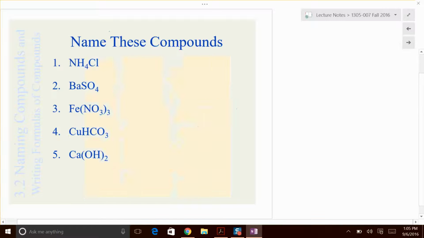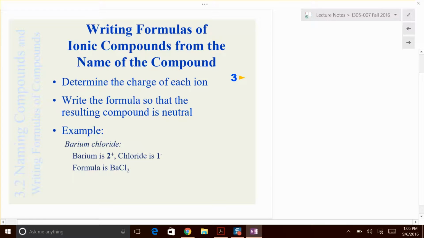All right. Determine the charge of each ion. So these are basically the rules they're saying. You're determining the charge. Write the formula so that the resulting compound is neutral. Okay, barium chloride. I know what the barium charge is. It's 2+. Chloride is -1. So I bring it together: barium chloride. We've kind of already gone over that.